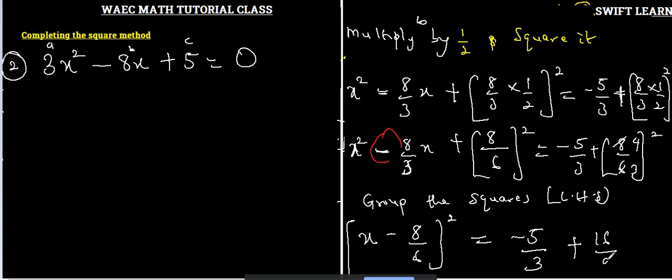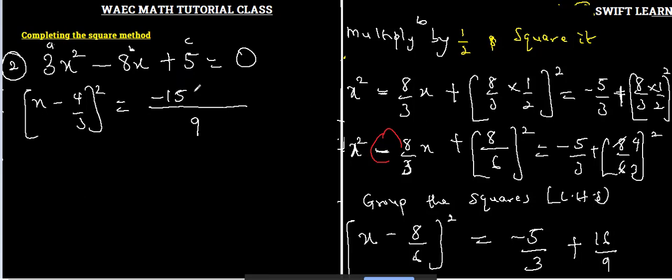Then move on, work with that right hand side, let it be a complete square. We can make this 4 over 3. 4 over 3 all squared equals, now I have minus 5. What is the LCM of 3 and 9? It is obviously 9, right? Minus 5 over 3 becomes 3 times minus 5, which is minus 15, plus 16. So we have x minus 4 over 3 all squared equals 1 over 9.